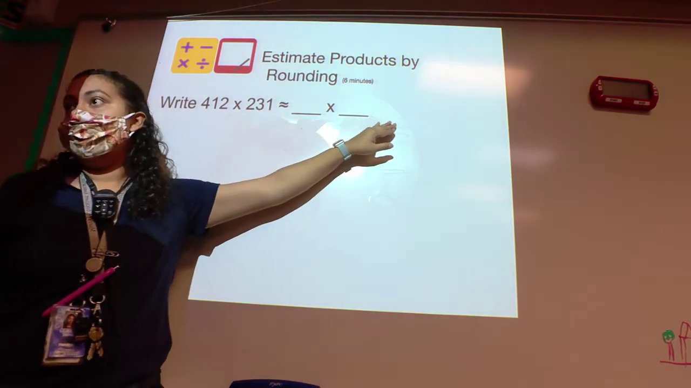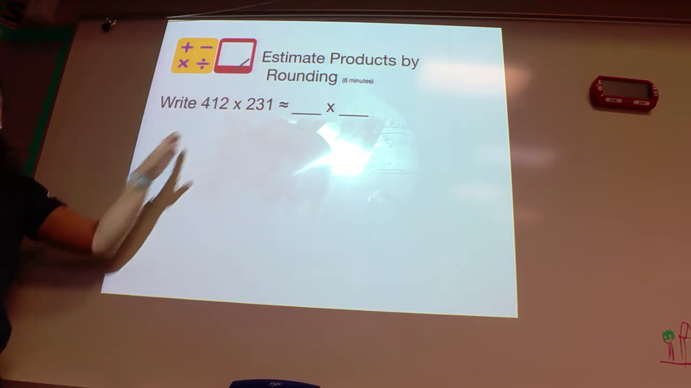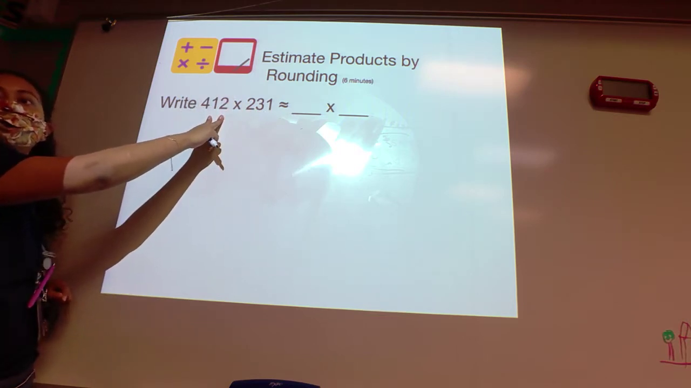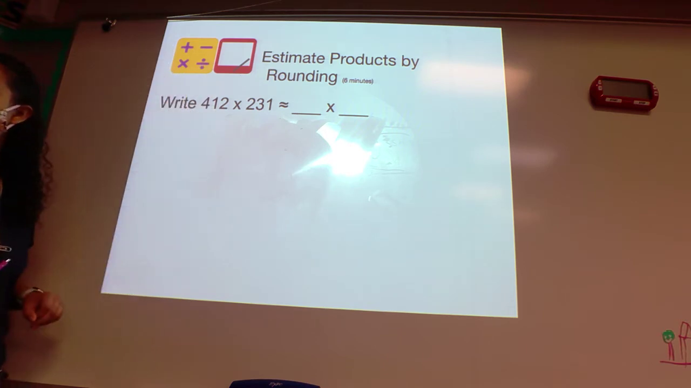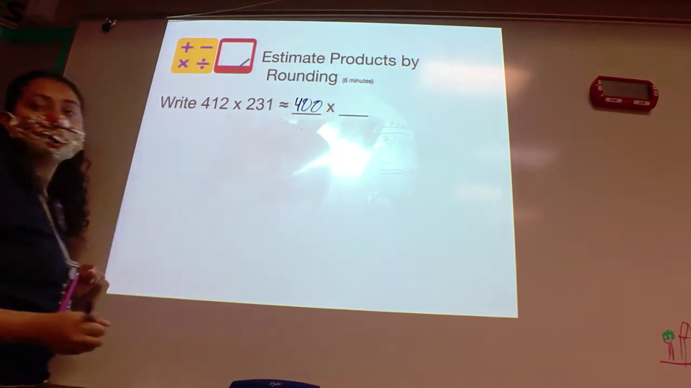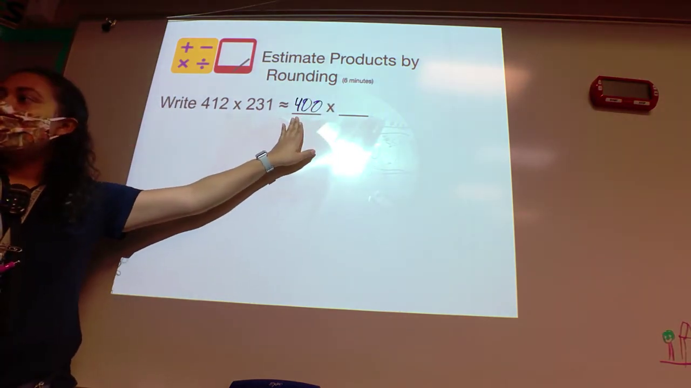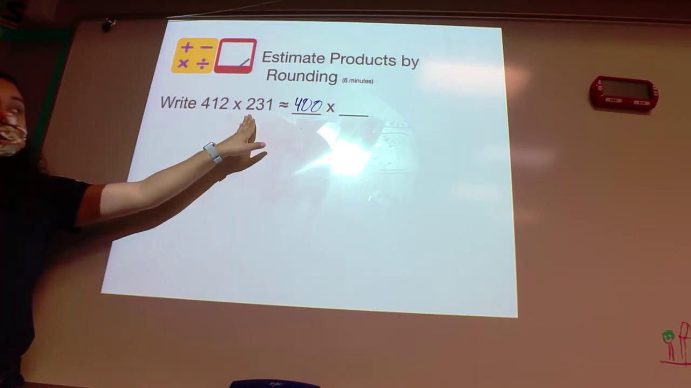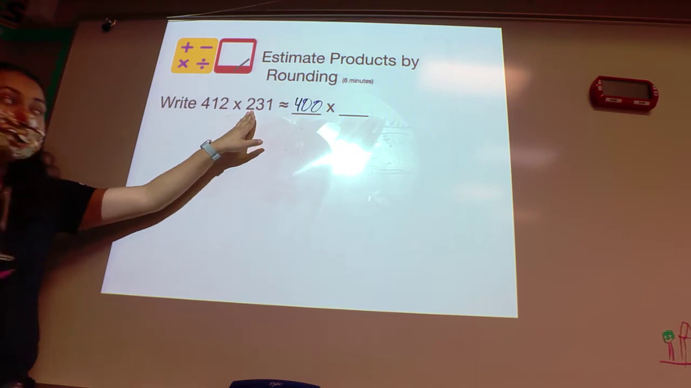Okay, so we're going to estimate our product. So we're going to estimate an answer, meaning we're going to round each factor. So 412. Should we round it down to 400 or up to 500? Down. So 400. So now the second factor. Should we round it down to 200 or up to 300? Down to 200.